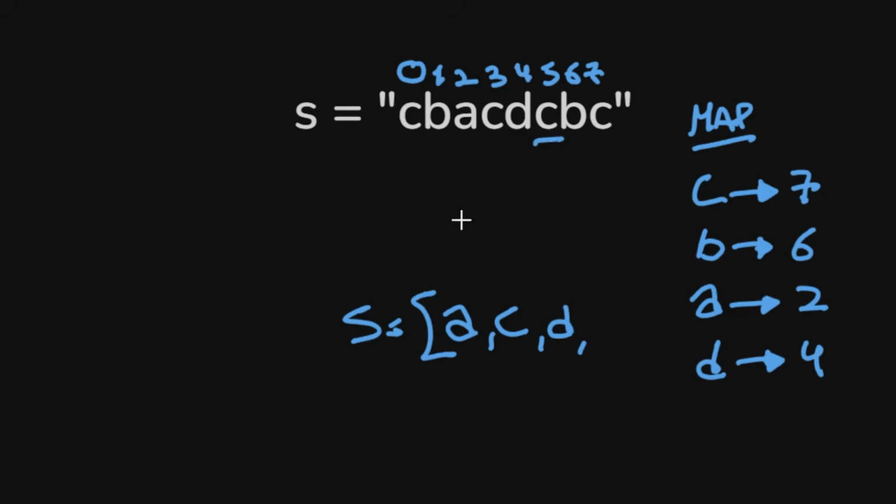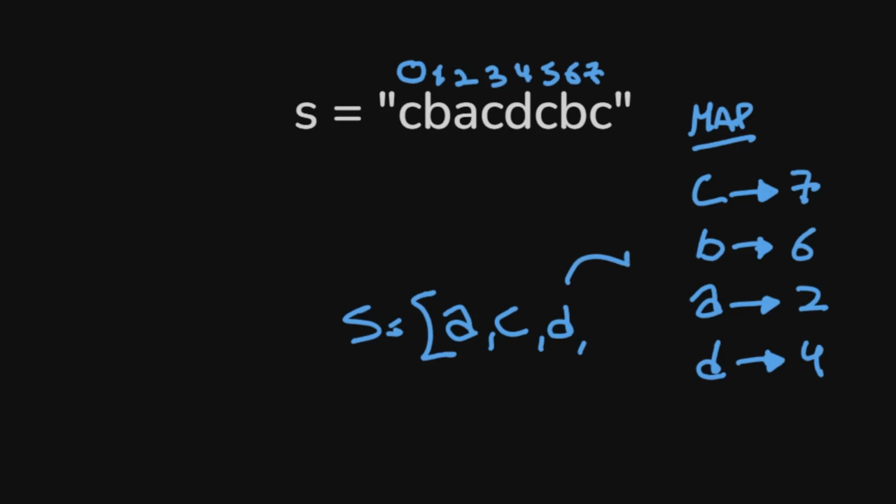Next we have a C, but we already have C in the stack right here, and we need unique occurrences of each character, so we continue. Next we have a B, and B is smaller than the last character of the stack, so maybe we should pop this before adding B.